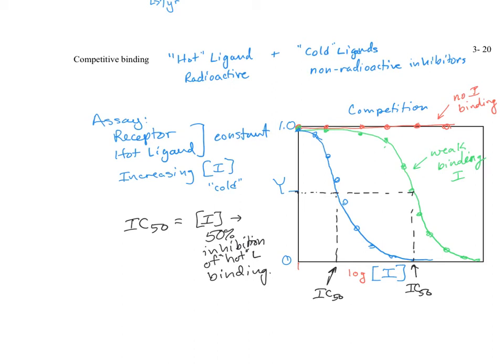Now, our goal is not to measure IC50 because that's not a true constant. It's not something you can look up. It's only a relative value. Our goal is to determine how tightly the actual inhibitor binds. We want to know, is it going to be a good drug candidate, for instance?